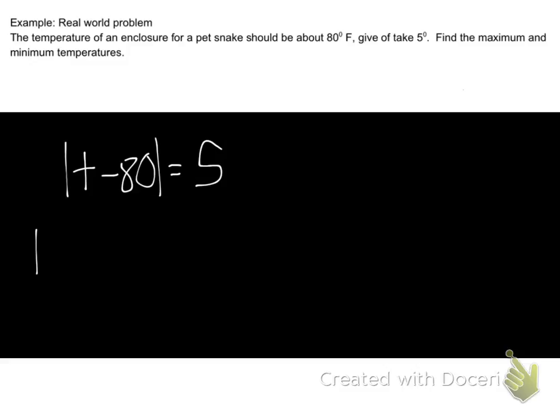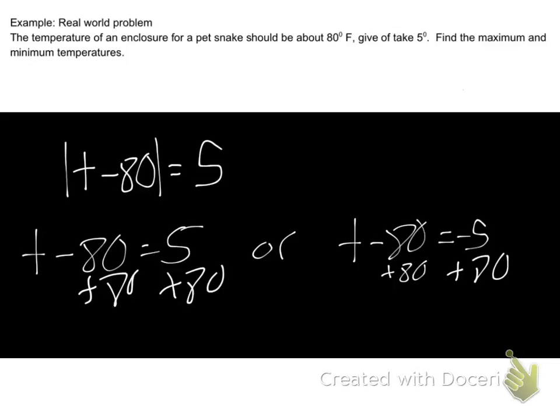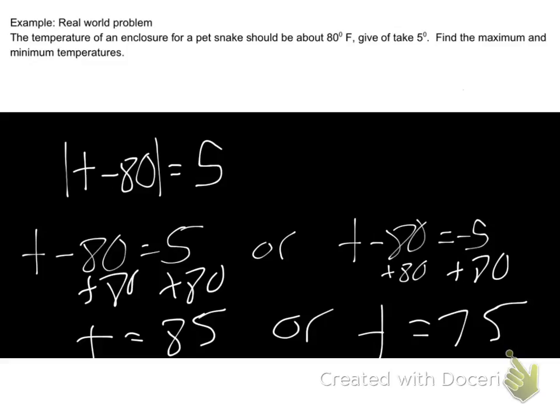But if we use our rules from the other page, that's true, right? Or t minus 80 is equal to the opposite of 5, right? In both cases, I need to add 80 to both sides. And when I do this, t is equal to 85, or t is equal to 75. I get the max and the min values.